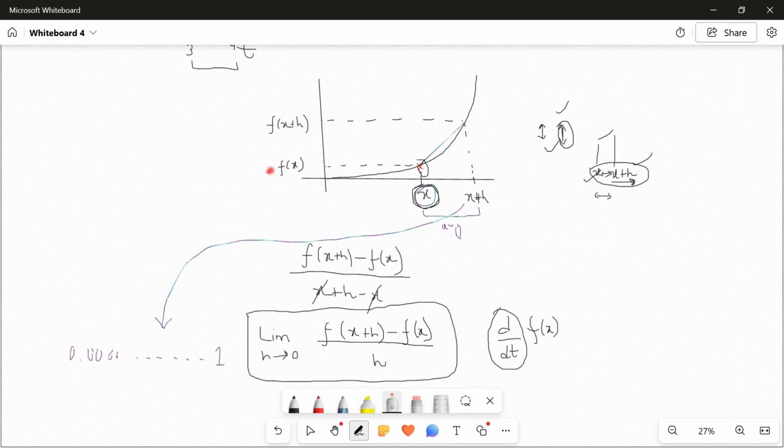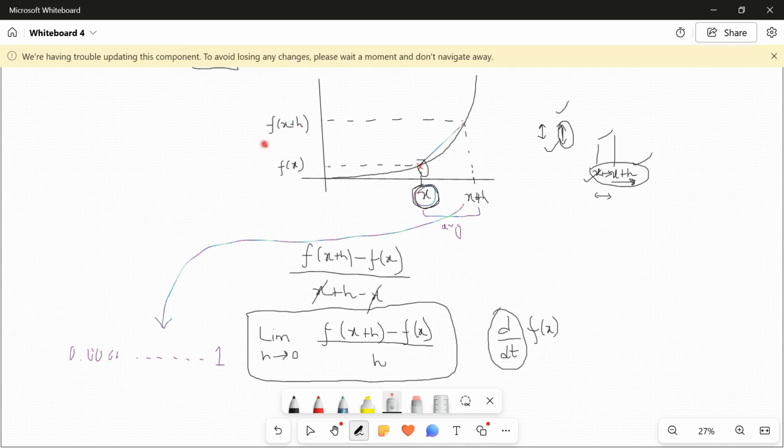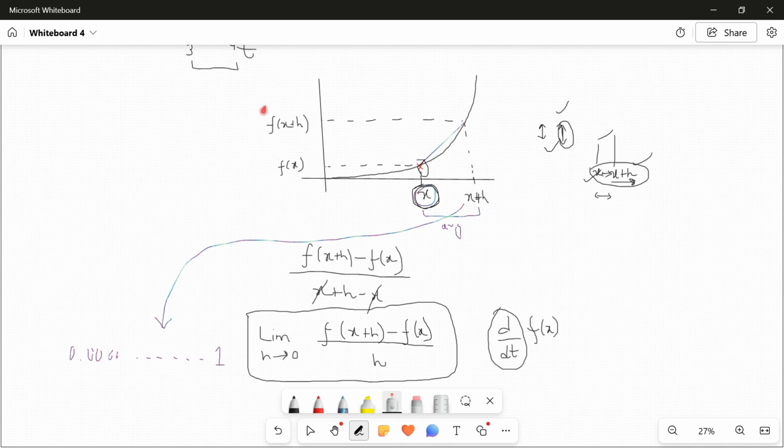So again, I'll be plugging this x into some function so that I can get the value. Similarly, for x plus h, I'm doing the same exact thing. I'm plugging x plus h into the function f, where I'm getting this distance. One key point to remember here is these two f's are the same function, so that they are representing the same y values or the y-axis.